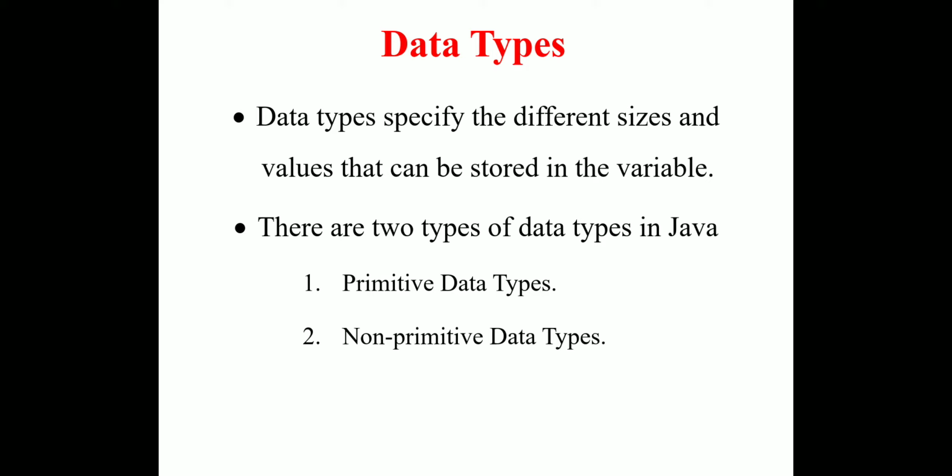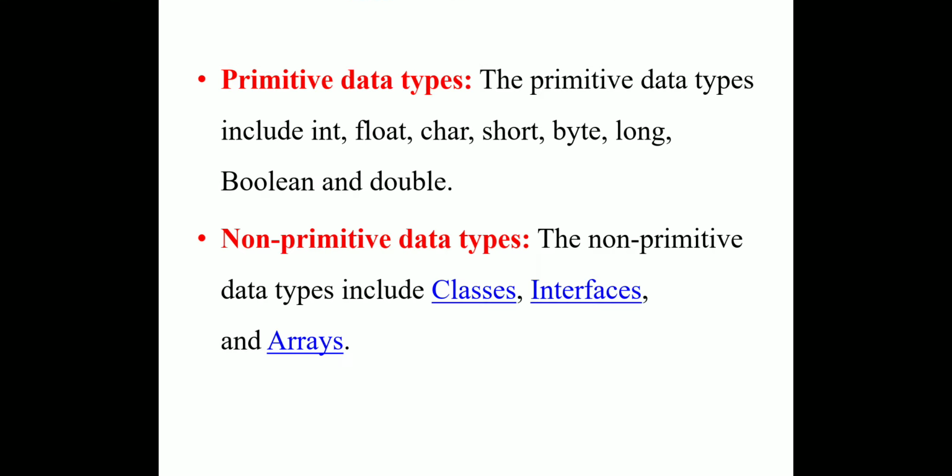There are mainly two types of data types. First one is primitive data types. Second one is non-primitive data types. Then we can discuss what is primitive data type. The primitive data types include int, float, char, short, byte, long, boolean and double data types. Non-primitive data types include classes, interface and arrays.